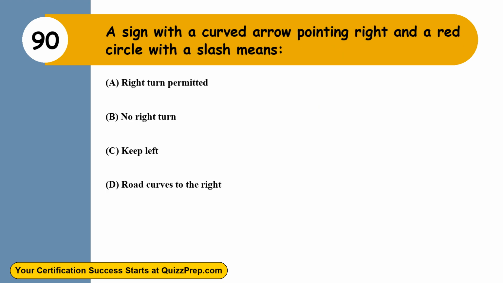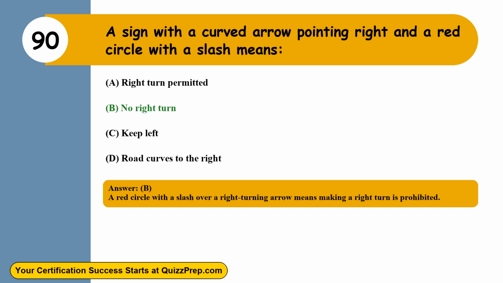Question 90. A sign with a curved arrow pointing right and a red circle with a slash means: Option A, right turn permitted. Option B, no right turn. Option C, keep left. Option D, road curves to the right. The correct answer is option B. No right turn. A red circle with a slash over a right turning arrow means making a right turn is prohibited.